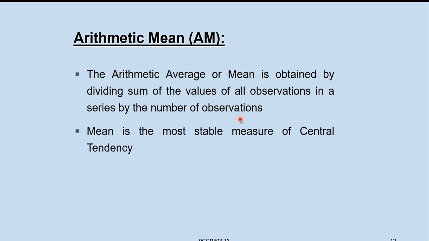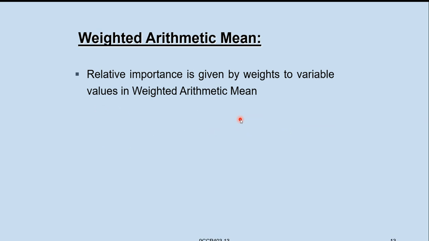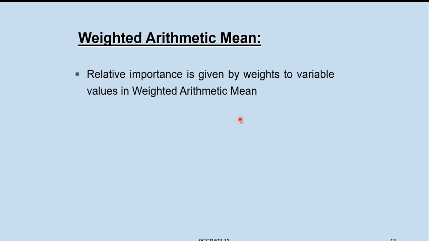Mean is the most stable measure of central tendency. Mean is normally considered the most stable, most consistent measure of central tendency because the value is more reliable and it has the most advantages in the usage of central tendency. Next, we will see weighted arithmetic mean. Weighted arithmetic mean means relative importance is given by weights to variable values.